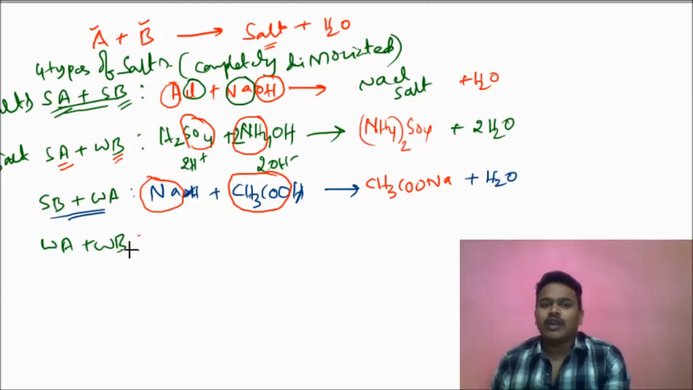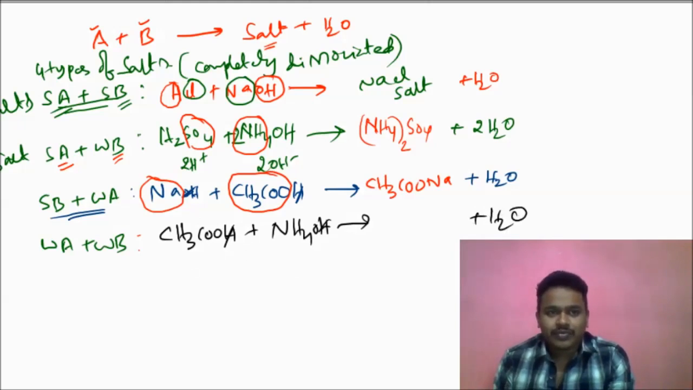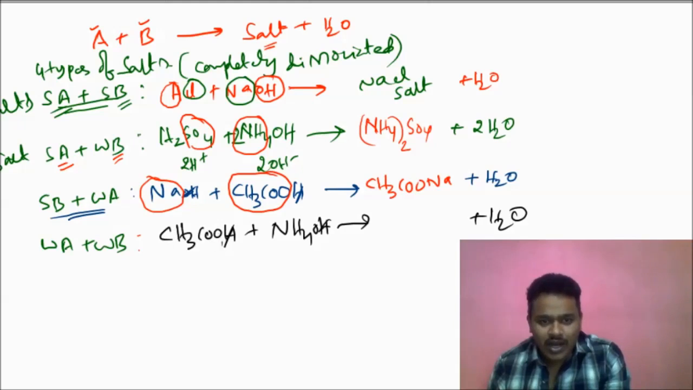Similarly, for a salt of weak acid and weak base, what do we have to do? Any weak acid you take, CH3COOH. Any weak base you take, NH4OH. Both combined give what? The acid is giving H plus, the base is giving OH minus, so water is forming. What is the salt forming here? CH3COO minus NH4 plus.